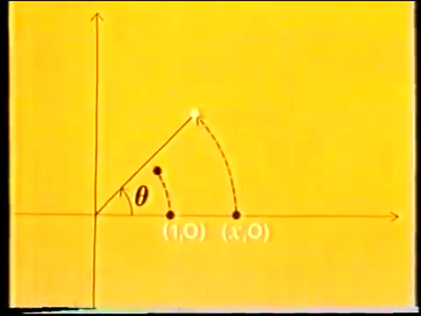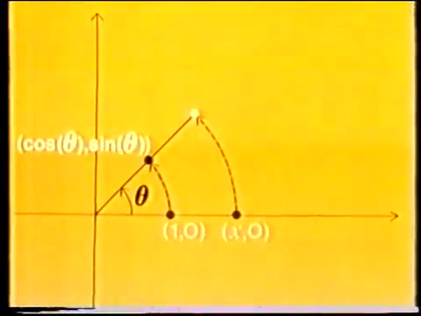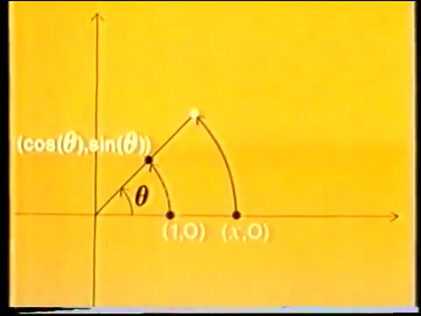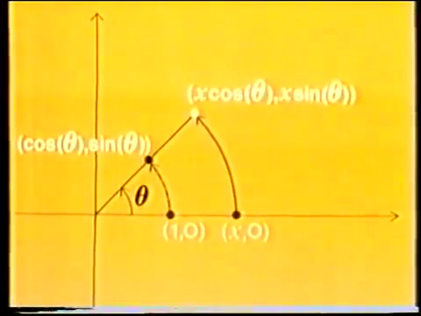Now (1, 0) rotated through theta ends up at (cos theta, sine theta). If we dilate by a factor of x, (1, 0) transforms into (x, 0), and (cos theta, sine theta) transforms into (x cos theta, x sine theta).